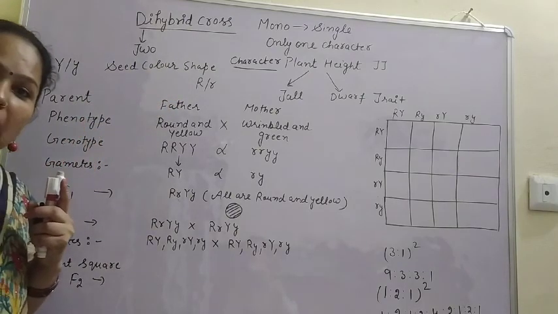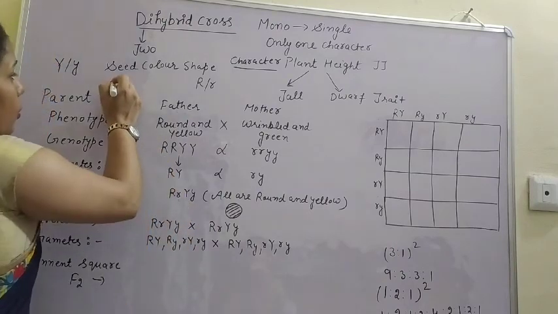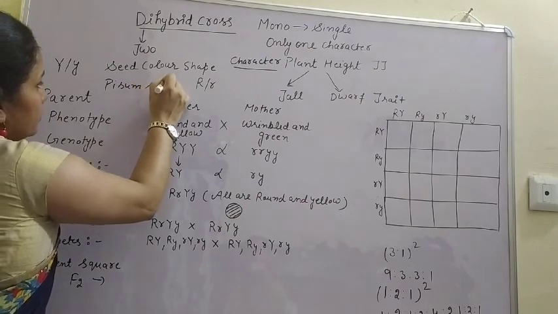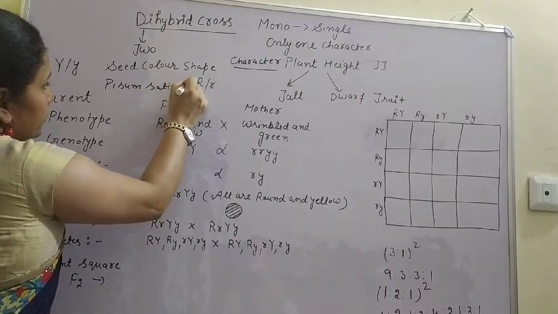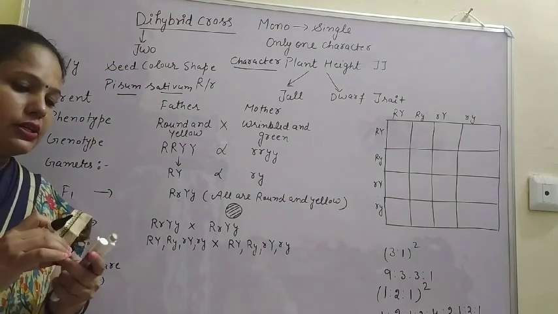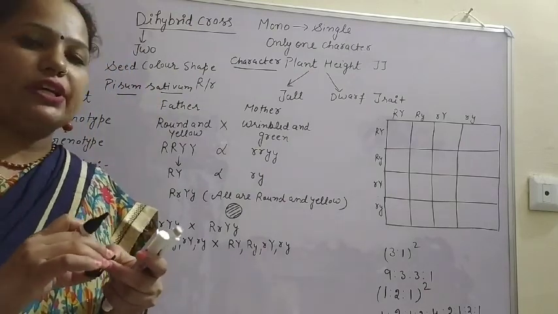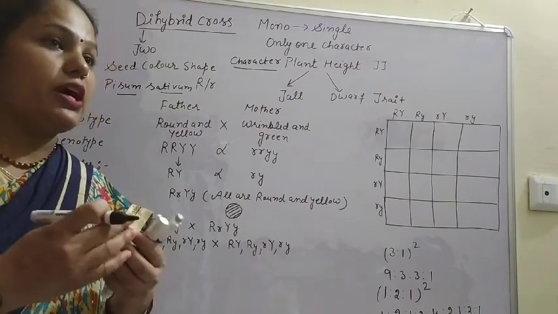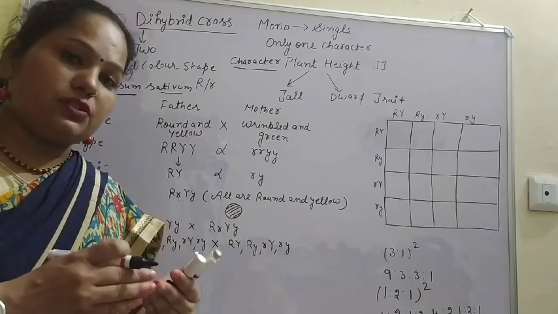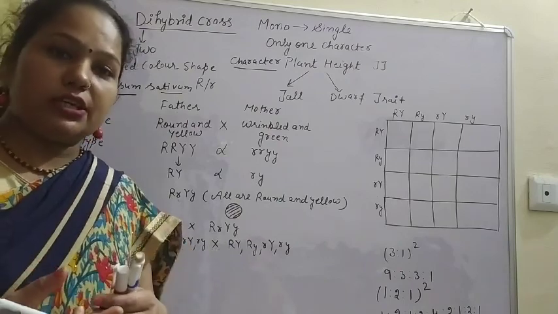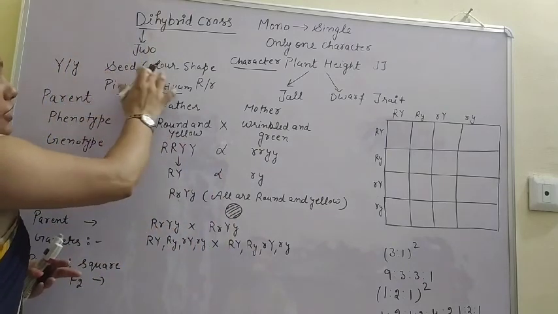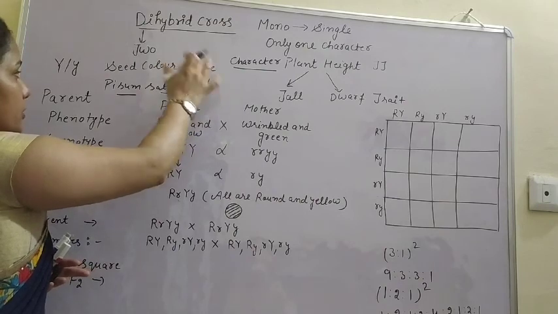In case of which plant? Pisum sativum, because Mendel selected the pea plant for his experiment, and in the pea plant, in our last video we took the 7 characters. What are the 7 characters and what are the 7 traits? We discussed that. So out of those 7 characters, we can take 2 characters, that is the seed color and the shape of the seed.